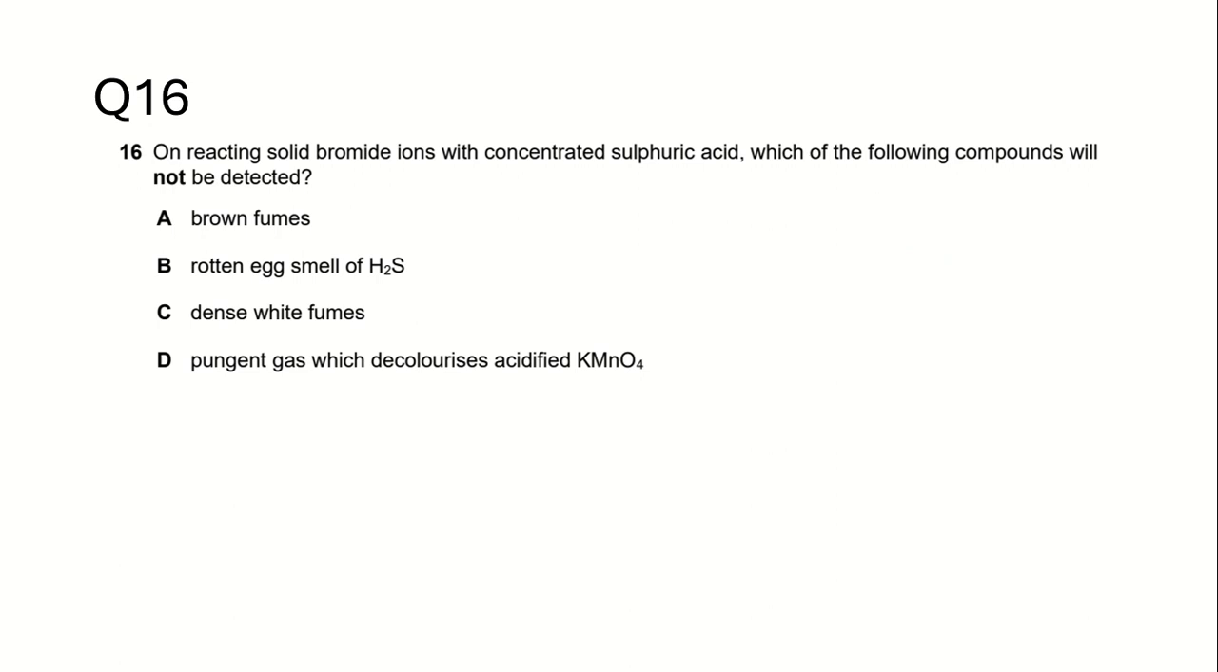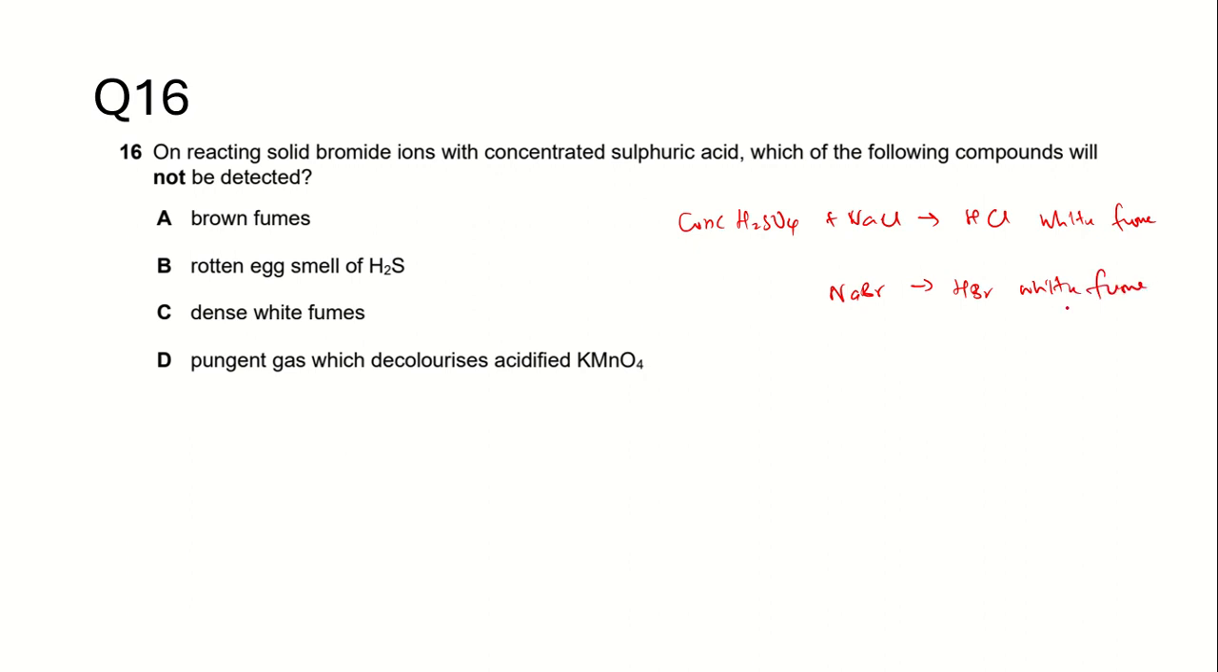Question 16. On reacting solid bromide ions with concentrated sulfuric acid, which of the following compounds will not be detected? Okay, concentrated sulfuric acid with NaCl, we get HCl. So this is a white film. Okay, with NaBr, you get HBr, a white film.